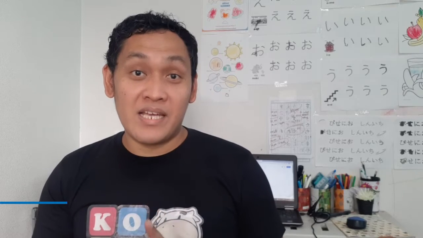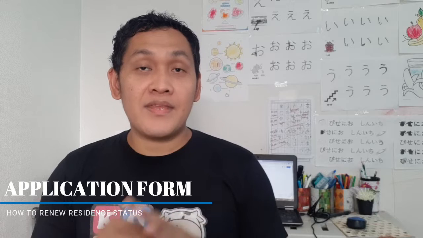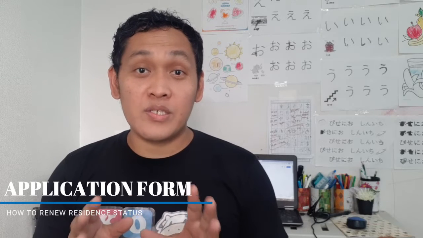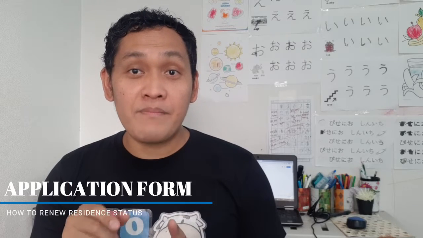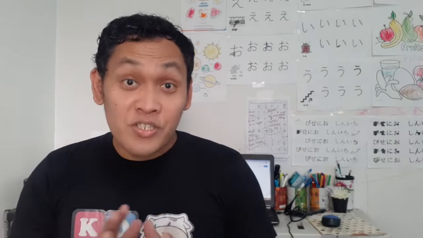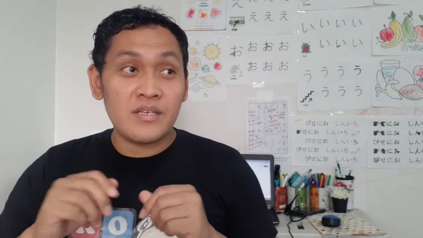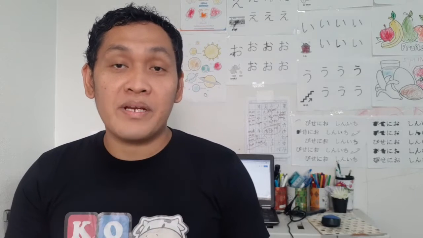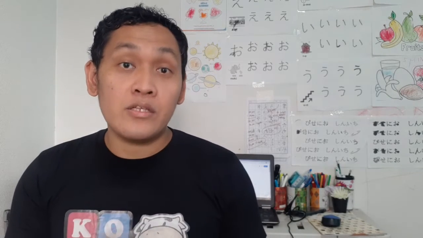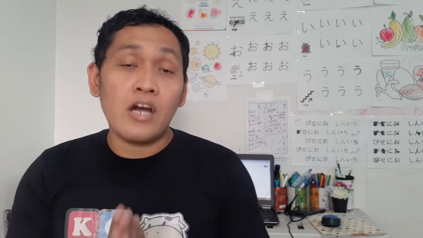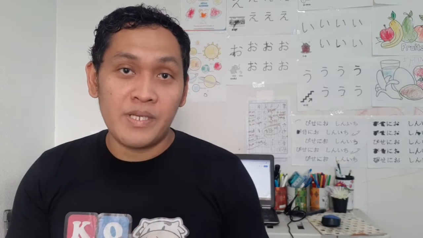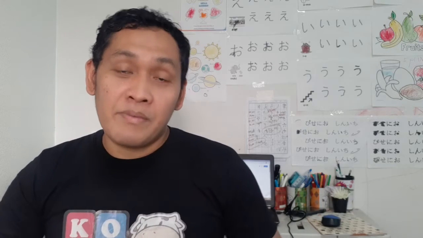So first, you need the application form for extension of period of stay. This is available at the regional or district offices of the Immigration Bureau, or you can also download the form from the immigration website. I'm going to be sharing also the link in the description box. Note, however, that this new form, this application for extension of your period of stay, is different from the one that you submitted when you applied for a certificate of eligibility. So you only need 1 copy of this form for each of your dependents.